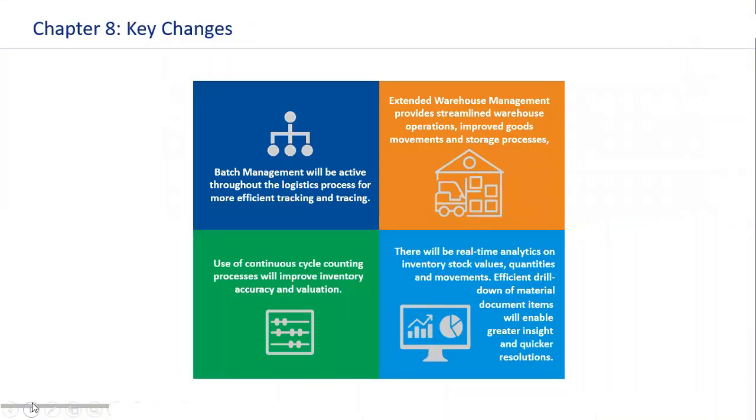So some of the key changes: batch management will be active throughout the logistics process for more efficient tracking and tracing. Extended warehouse management provides streamlined warehouse operations, improved goods movement and storage processes. Use of continuous cycle counting process will improve inventory accuracy and valuation, and there will be real-time analytics on inventory stock values, quantities and movement. Efficient drill down of material document items will enable greater insight and quicker resolutions.